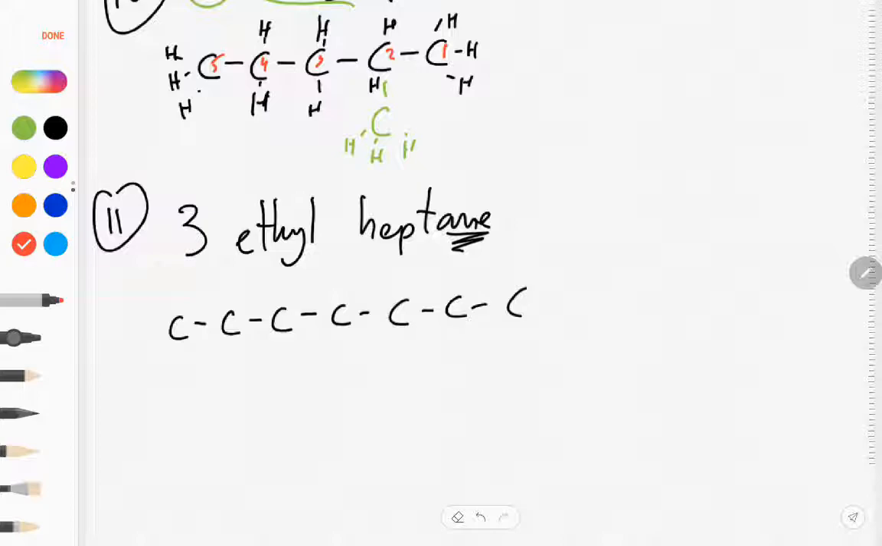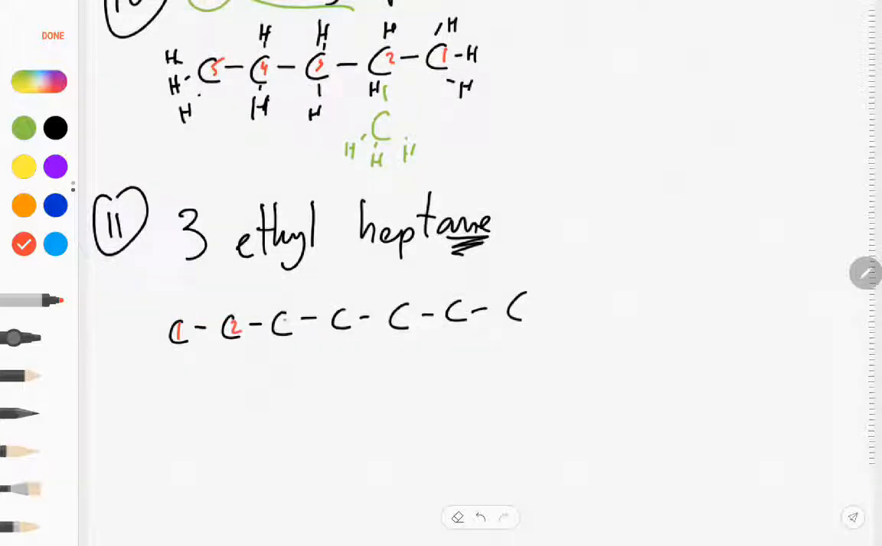This time I'm going to number it from left to right, because I'm the one making the structure. I can number it from whatever side I want. Privileges of making the structure. So the ethyl group, this right here, is on the 3rd carbon. So off the 3rd carbon, I'm going to have a 2 carbon substituent. Eth means 2. So here's my 2 carbon substituent.